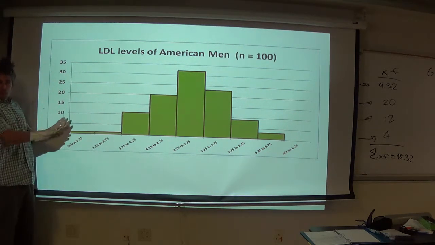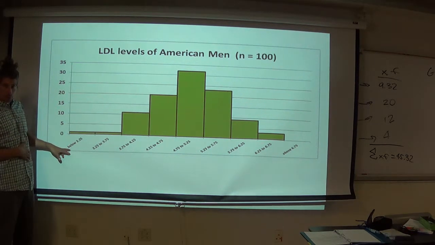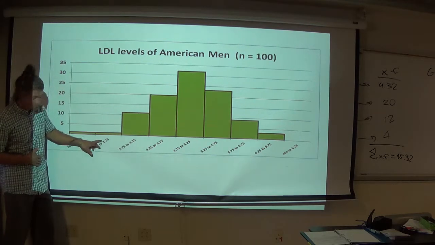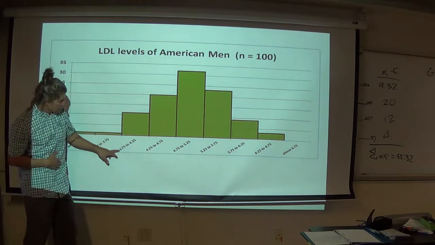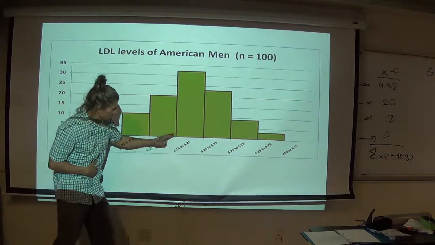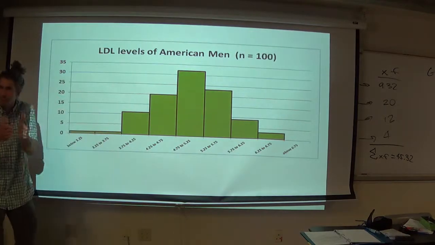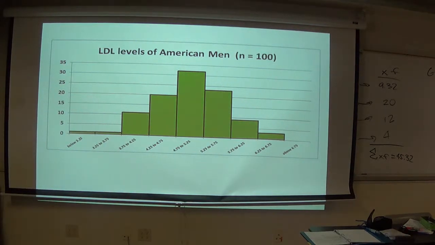So take a look at the units. This bar, below 3.25. This bar, between 3.25, 3.75. 3.75, 4.25. 4.25, 4.75. 4.75, 5.25, and so forth and so on. So they're in half milligram increments per deciliter. Okay, with what you're looking at there?